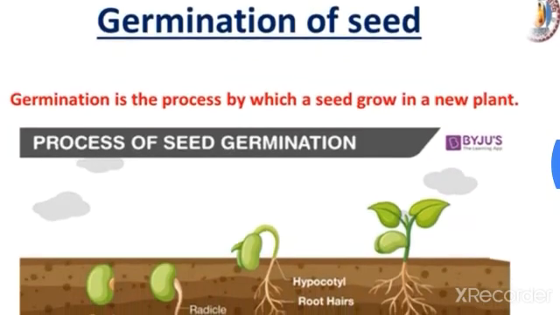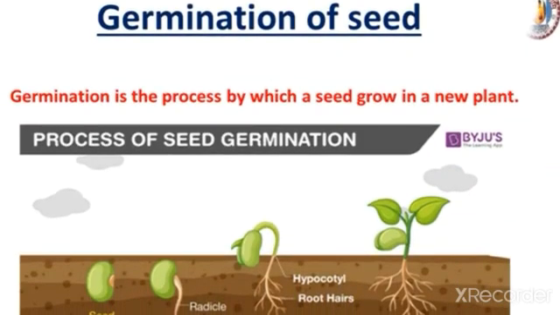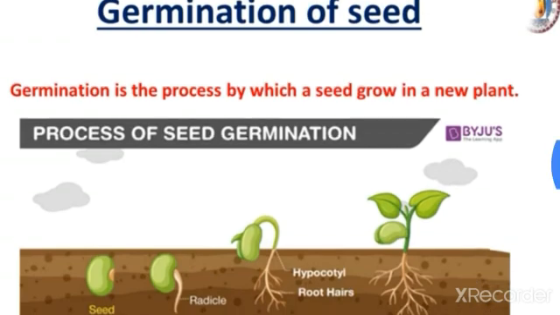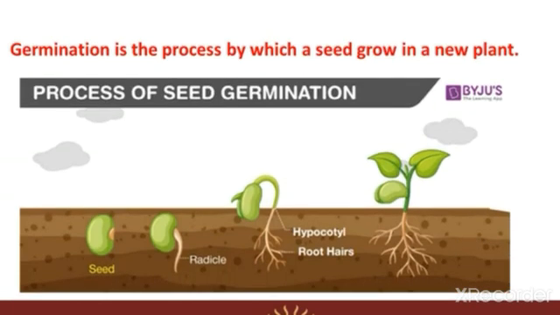Now we will talk about the germination of seed. As you know, germination is the process by which a seed grows into a new plant. You can see in this picture the process of seed germination. You can see a seed in the soil, then a radicle-like structure comes out that forms the root or root hairs. It is also known as hypocotyl, and the upper part is known as epicotyl, from where the shoot develops. You can see in this picture.